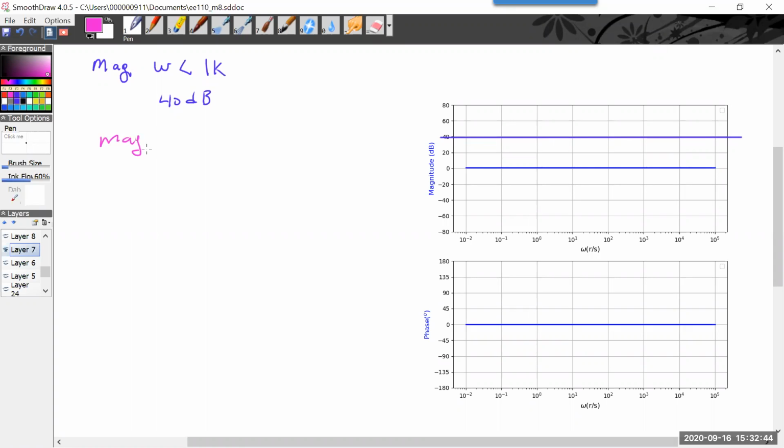Magnitude. Now, I had said that it's 0 dB at 10K, which is here. But another way, you could draw your line from there. But really, you could start your line here, because you know that's the breakpoint, 1,000, and go and do your 40 dB per decade slope.